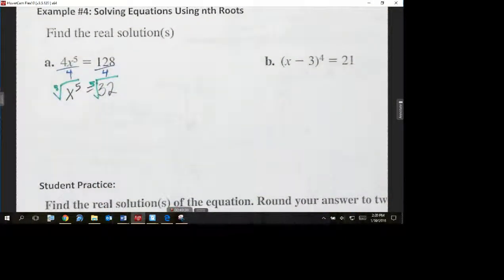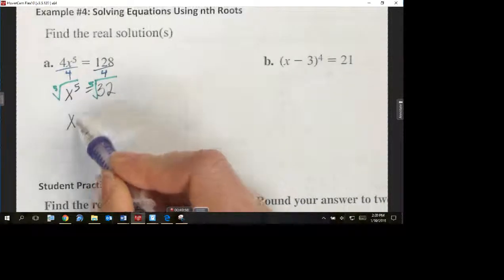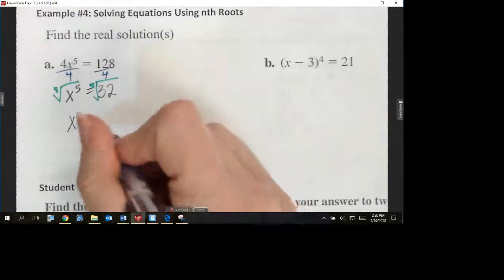Remember when we did the square root? You always had to have something else. If you do the square root, you have to have plus minus. If you do an even root, you need plus minus. If you do an odd root, it's just whatever it is. So for the odd root, when you use the 5th root, it's just the positive answer or the negative answer, whatever it is to begin with. This is going to be x equals what? 2.